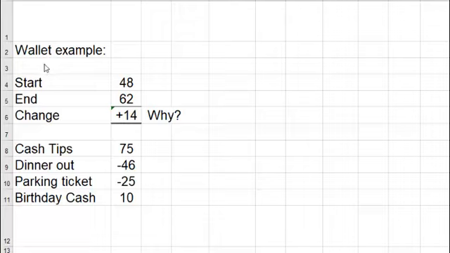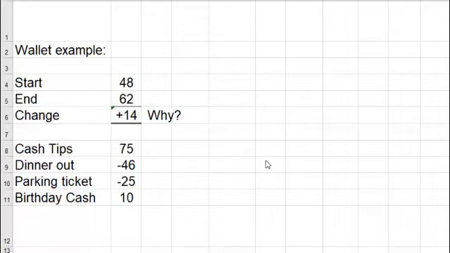Here is a simple example with a wallet or a purse. If you start the week with $48 in your wallet or purse and end the week with $62 in your wallet or purse, you say, well, I have gained $14 over the week. Why was that? You had cash tips at your job of $75, a dinner out, which you paid an outflow of $46. You had to pay a parking ticket of $25 in cash, and you received an inflow of birthday cash and a birthday card of $10. This is why you had a positive $14 change in your wallet or purse.